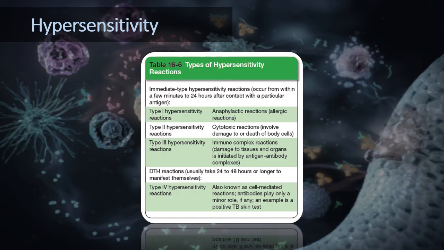To sum up, we have here a table for the types of hypersensitivity reactions. We can classify the 4 reactions into 2. We have the immediate type hypersensitivity. Under this type is type 1, which is the anaphylactic reaction, type 2, which is the cytotoxic reactions, and type 3, which involves immune complex reactions. For delayed type hypersensitivity reactions, we only have the type 4 hypersensitivity reaction, and this involves the cell-mediated reactions.